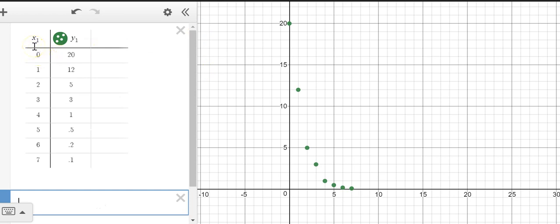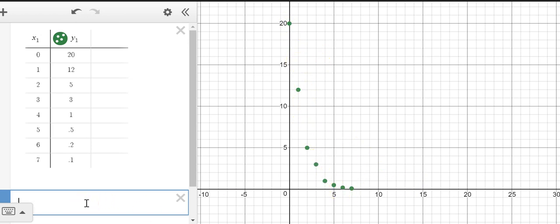Here I put values in for us. I've got 0, 20, 1, 12. You can see all of these points here are plotted on this graph. Now if we look at this one, we can see that situation where it's decreasing very quickly and then it's kind of coming to a steady halt. We can say that's going to be an exponential decay problem.